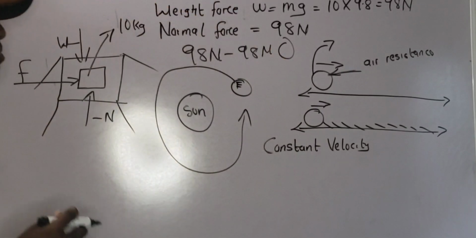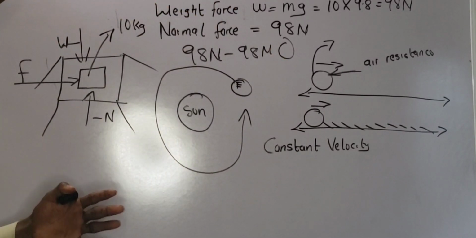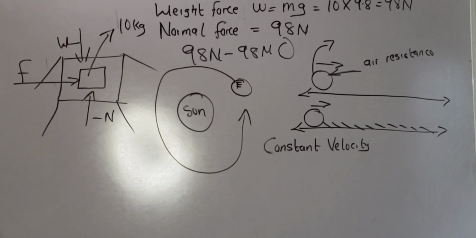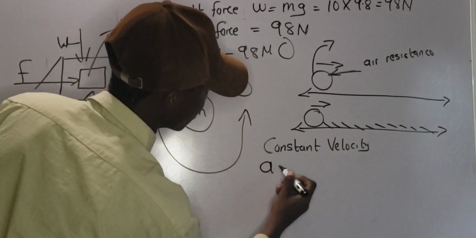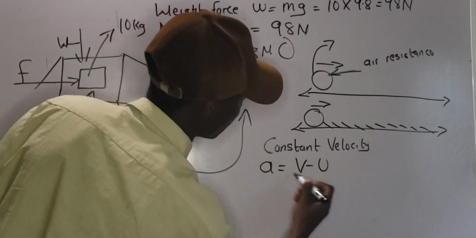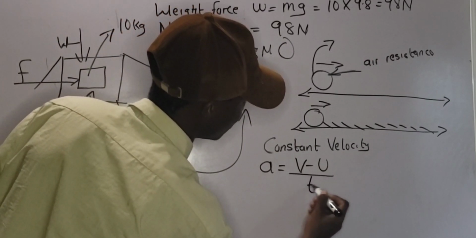Now, if an object is moving at a constant velocity, that is, there is no acceleration. Don't forget, acceleration tells us how fast the velocity of an object is changing. Then at constant velocity, there is no acceleration. In that case, acceleration is equal to what? (v - u)/t. Do you understand?